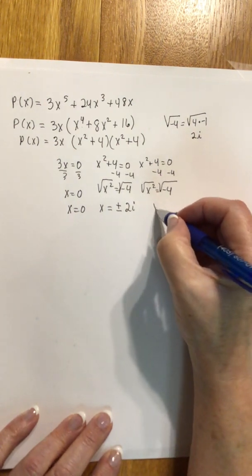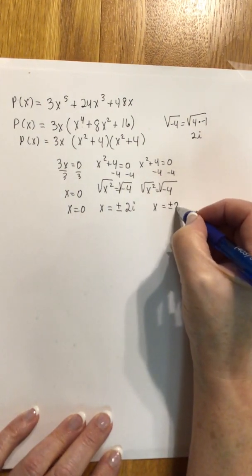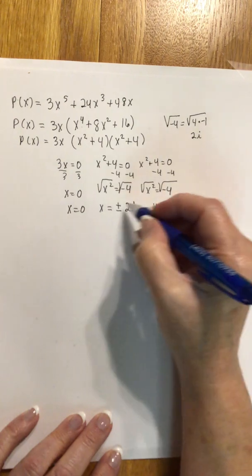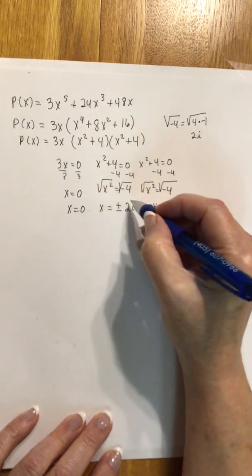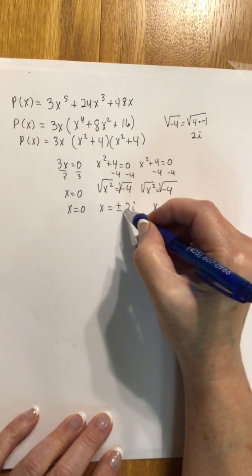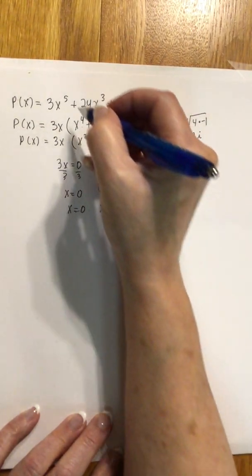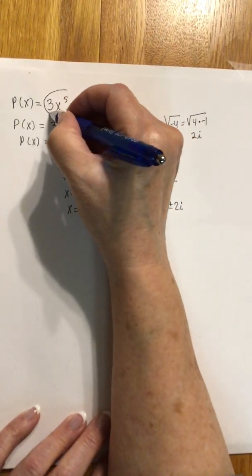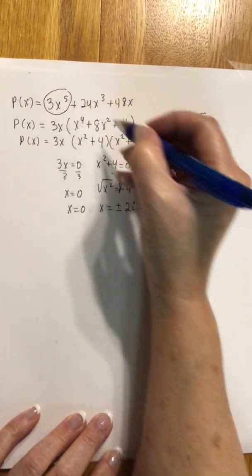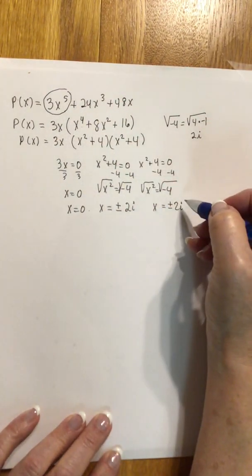Same thing on this one, x equals plus and minus 2i. So now how many zeros do we have? We have 1, 2, 3, because we've got a plus 1 and a minus 1, plus 1 and a minus 1, so that gives me 5. So my degree was 5 of the leading term, and now I have 5 zeros.